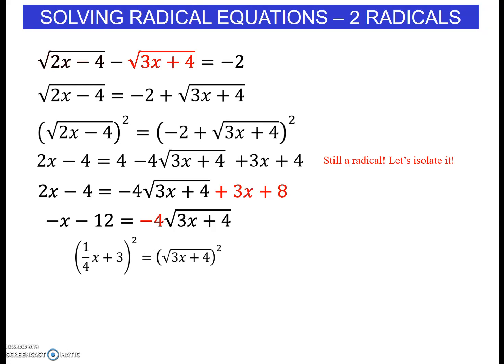It's not as bad as you might think just because there's a fraction. So I get 1/16 x squared plus 6/4 x. If you write 3 halves, same thing. And then plus 9 when I FOIL that out. On the right-hand side, I got 3x plus 4.